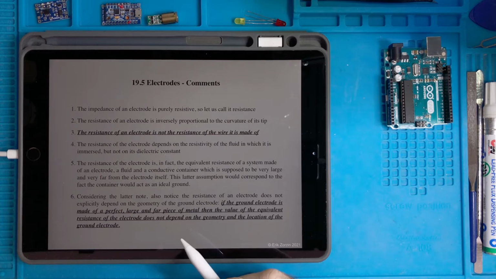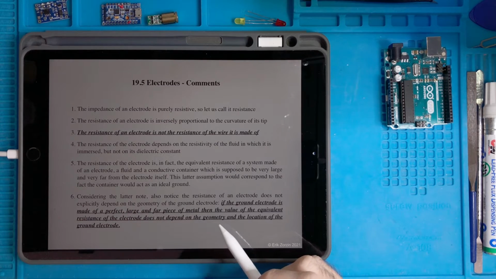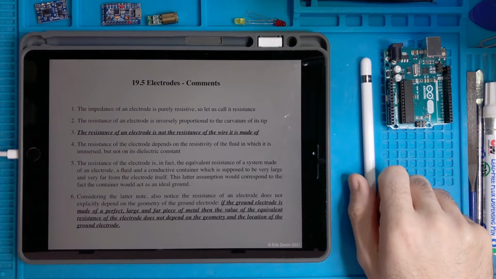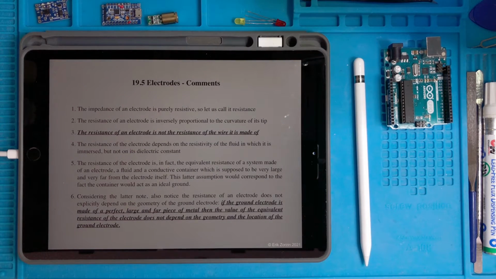And another interesting thing is that if the ground electrode is large, let's say, then the impedance of the electrode does not depend on the place where you put it. In other words, if you are swimming in the bath of your home, then it is one thing, but if you are swimming in the ocean, basically you are far from every coast, wherever you are.